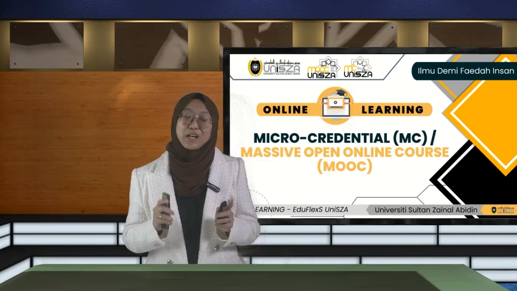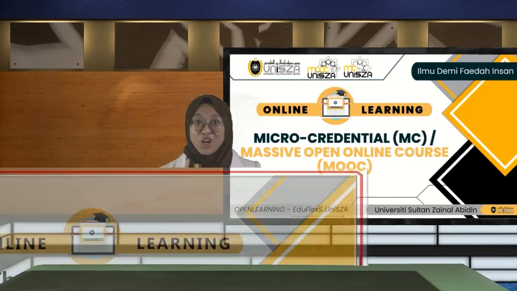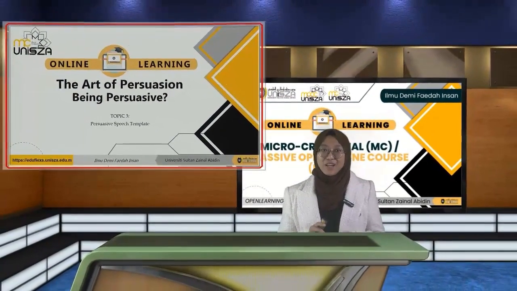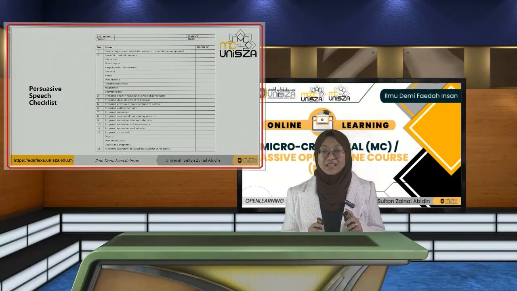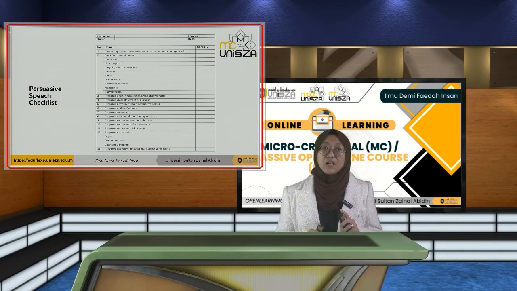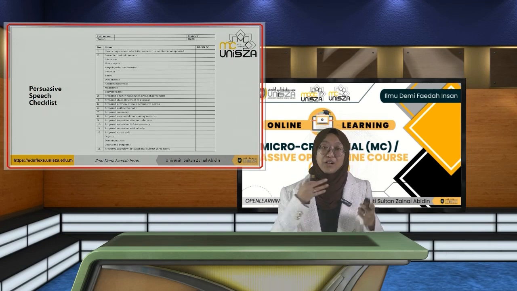And today we are doing our third topic of our module, being persuasive, which is on the template. So let's move on to the template that we have, which is the checklist first. Don't forget that whenever you do your own persuasive speech, you have to have a checklist. And this is the list of things that you can do when you look at the checklist.